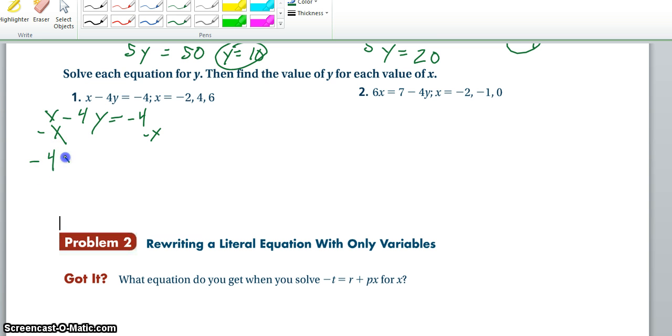And I get negative 4y is equal to negative 4 minus x. And then because this negative 4 is held together with multiplication to the y, I need to divide, and I'm going to divide by negative 4 to have that carry through and get rid of the negative on this side as well. And now we will get that y is equal to, well, negative 4 divided by negative 4 just gives me 1, and a negative x divided by negative 4 gives me a positive 1/4 x.